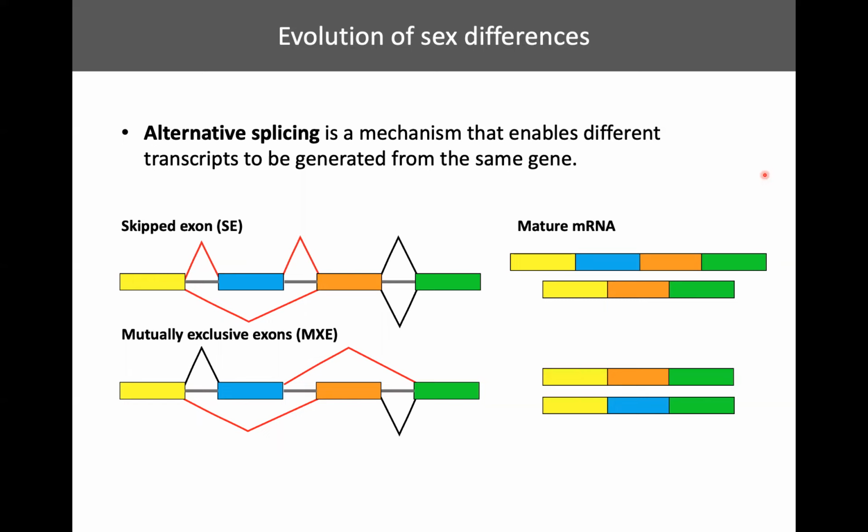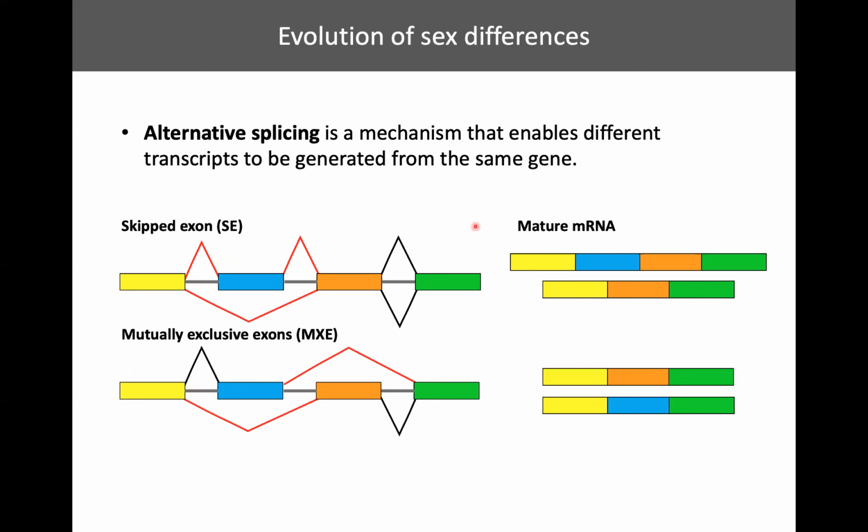So alternative splicing is a mechanism that enables different transcripts to be generated from the same gene. And through the generation of distinct male and female isoforms, sex-biased alternative splicing could be a route to the evolution of phenotypic sexual dimorphism. So these are the two most common types of alternative splicing events, which we focused on in our study. So firstly, there are skipped exon events.